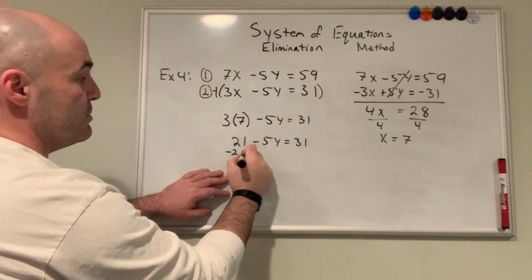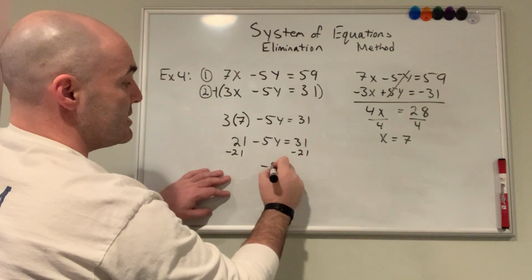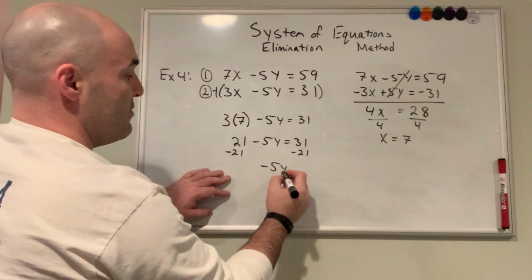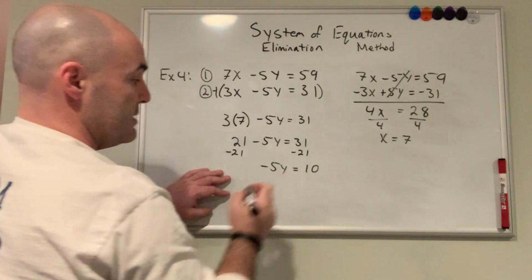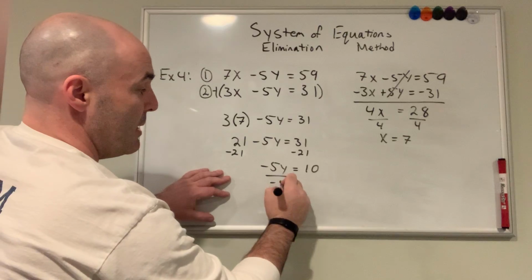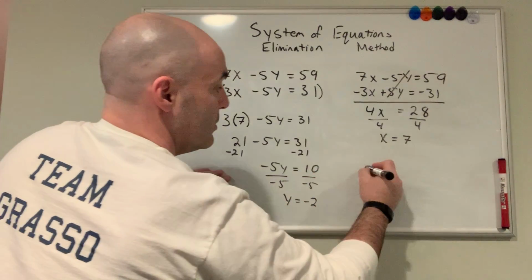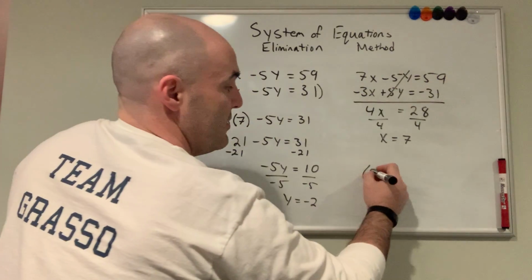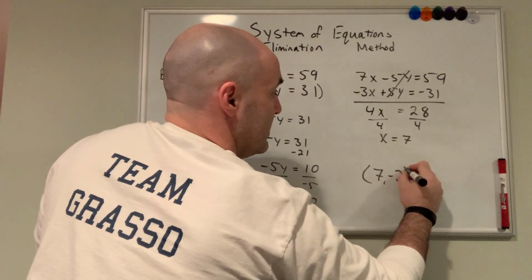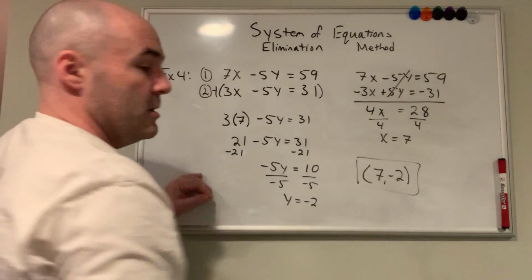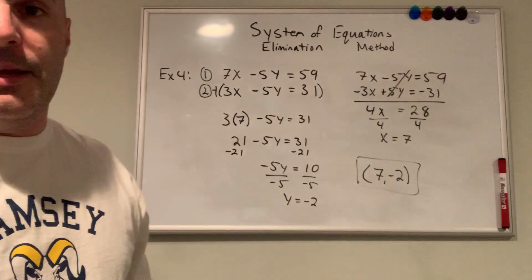We'll go ahead and subtract 21 from both sides. So now I have -5y equals positive 10. We can divide by -5. And y is equal to -2. So we have the coordinate (7, -2). Single point, consistent, independent.